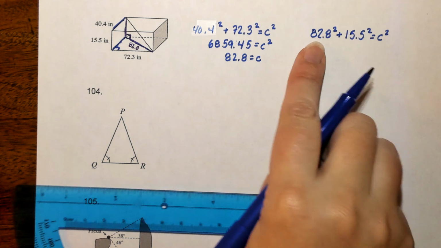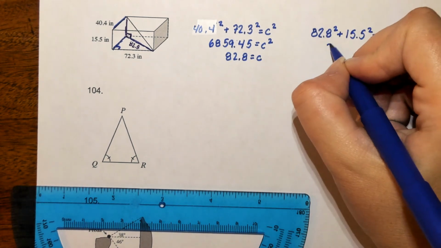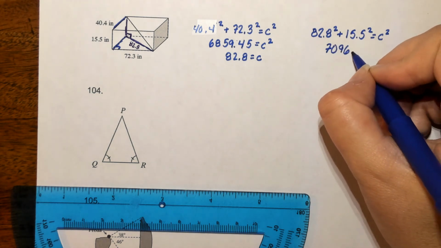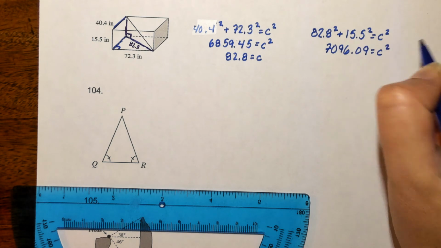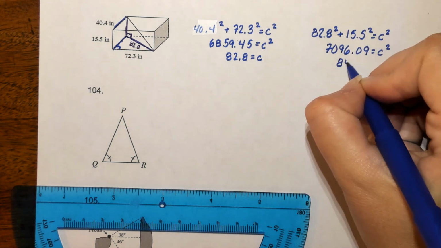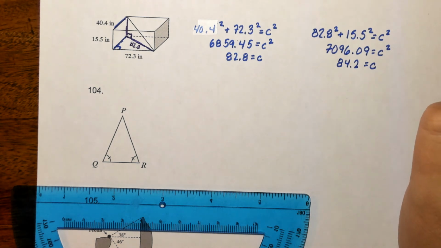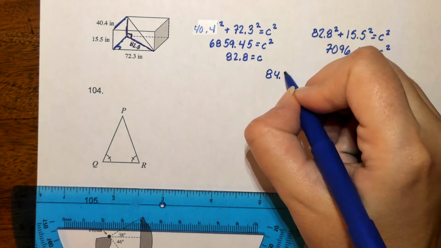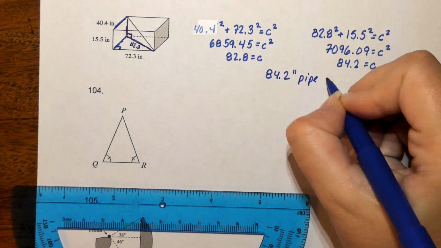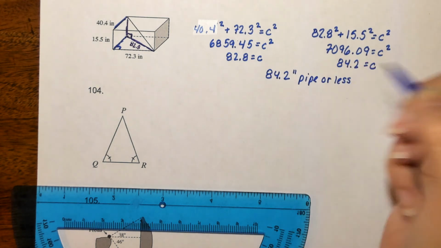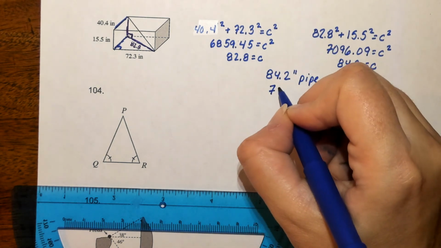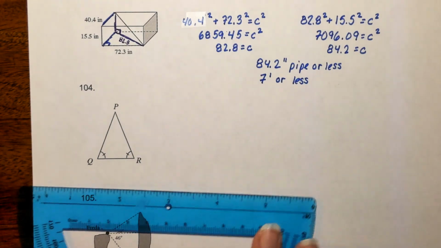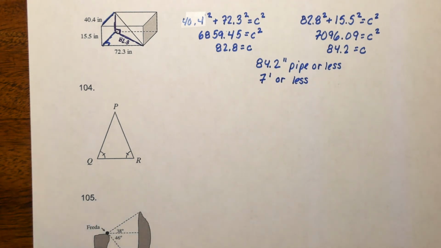And I know this is yucky because we're using a rounded number in a calculation, but hopefully she will be smart and make her pipe a tiny bit shorter than what we calculate. Square root both sides. So 84.2 inch pipe or less. And 84 inches is about 7 feet, so 7 feet or less. That one is fun, but it's kind of out of nowhere.